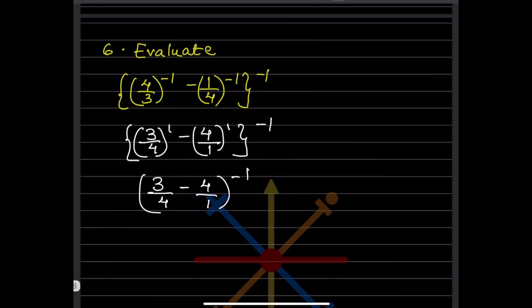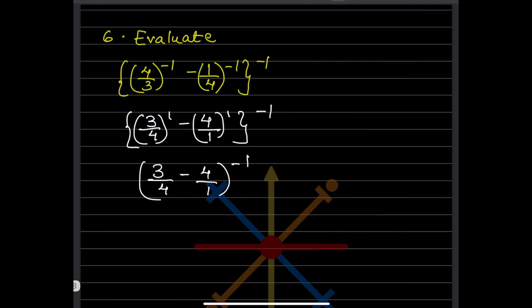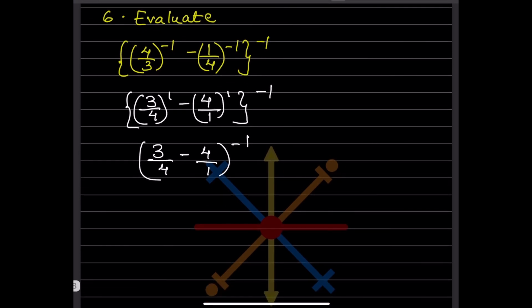So you are going to put here. So now first thing you will look for the bracket first. First we are not going to solve that negative one. So what you can see here, that the LCM is 4.